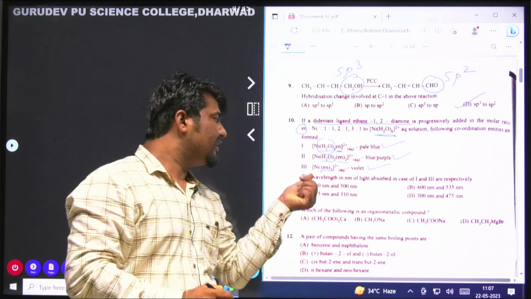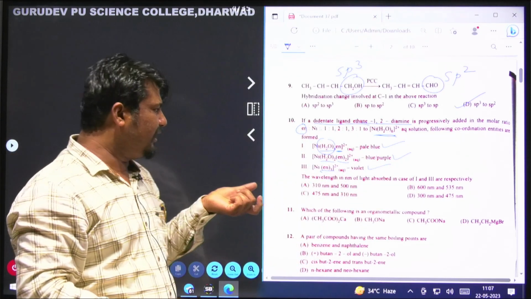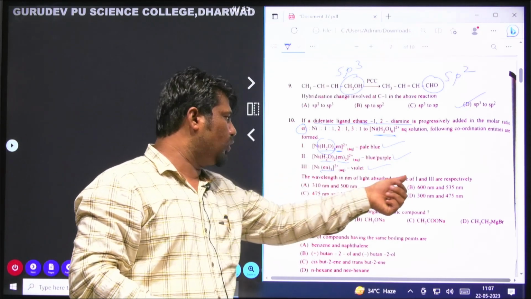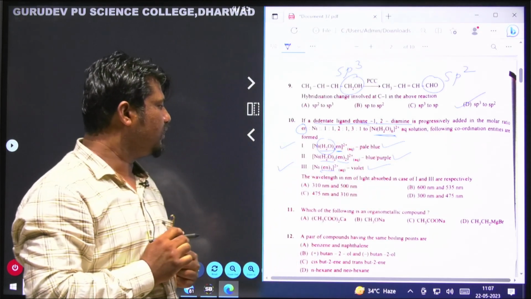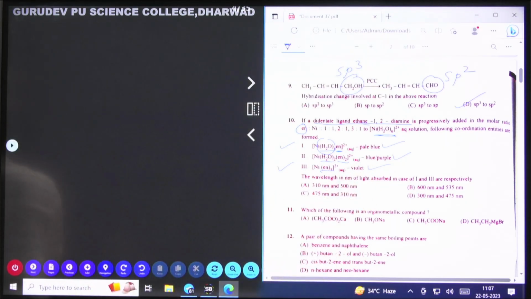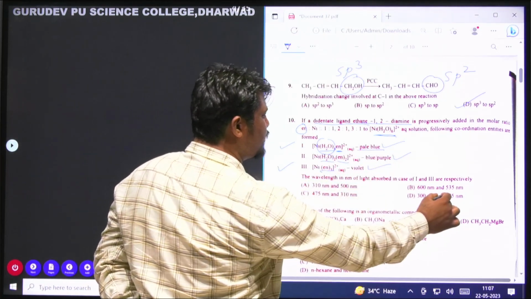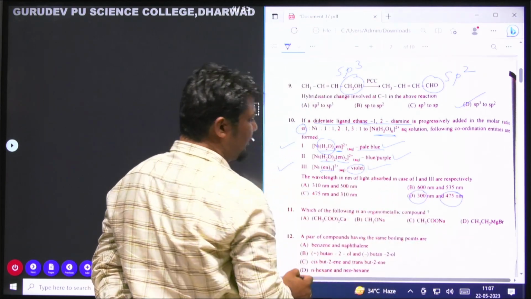So the question is the wavelength in nanometers of the light absorbed. For a shortcut method, we can easily simplify this one, because the question asks about the first and third complexes, respectively. The first one is this one, and the third one is this one. The violet complex absorbs around 310 nanometers, and the pale blue absorbs around 473 nanometers.